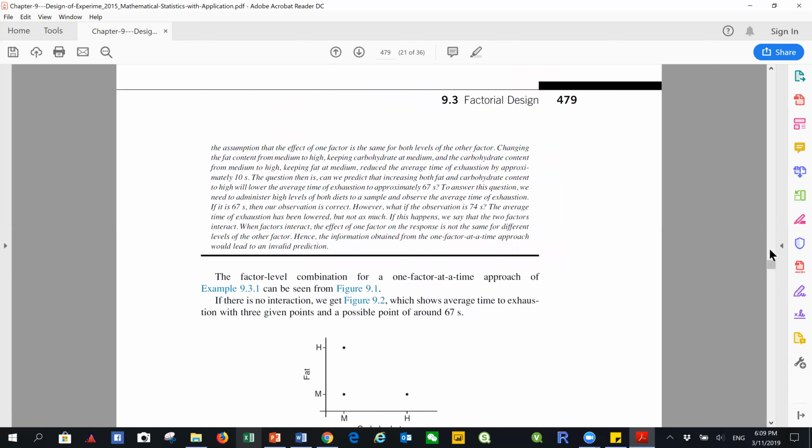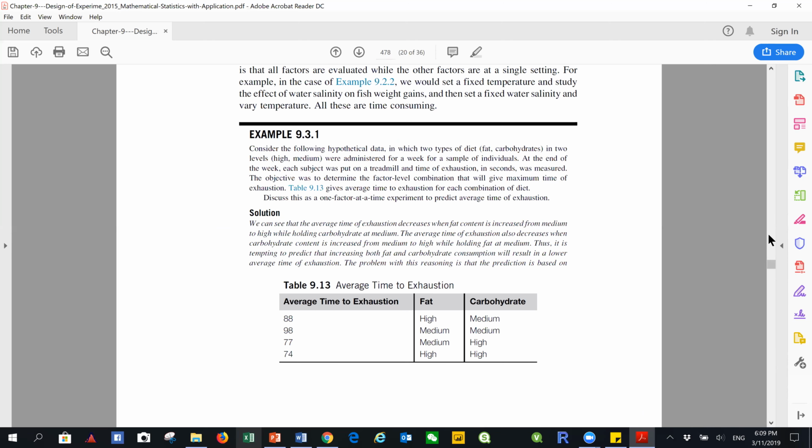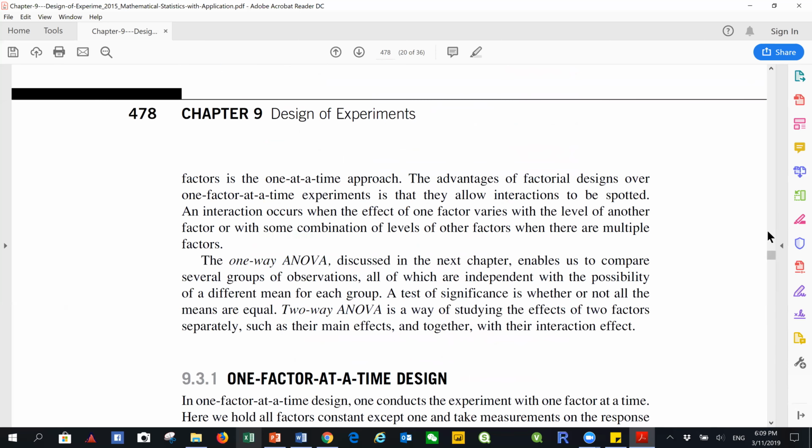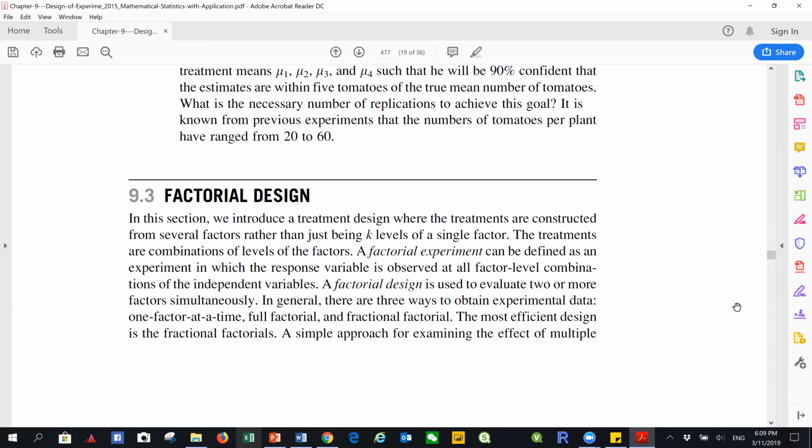1.3. Okay, not yet. 9.3. All right. 9.3 talked about factorial design. What is factorial design? Factorial design is used to evaluate two or more factors simultaneously.